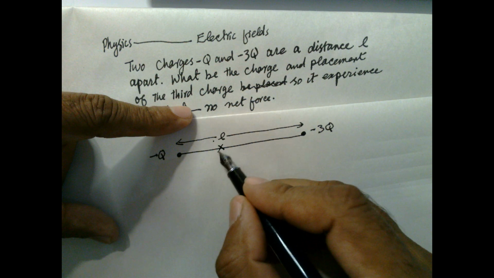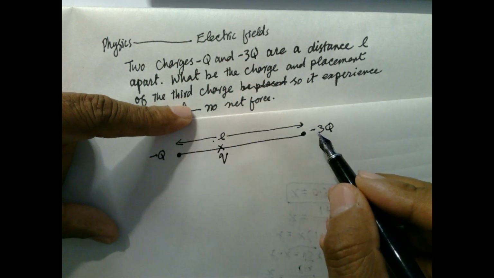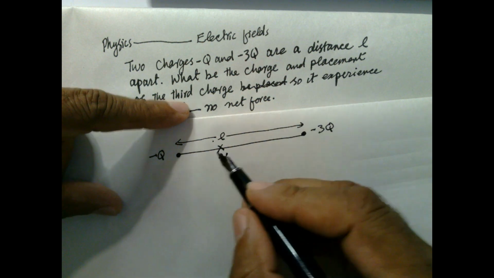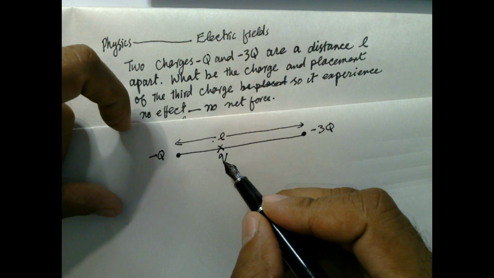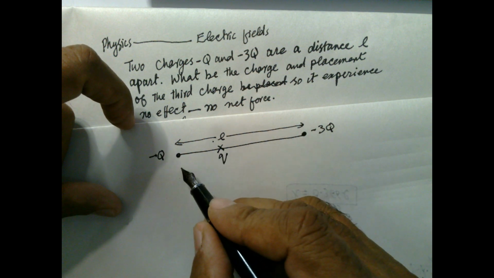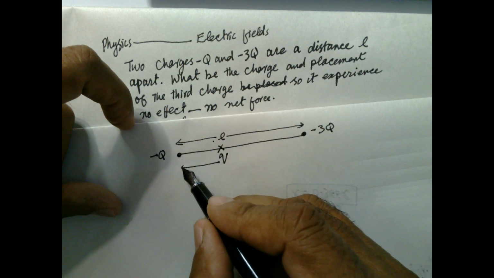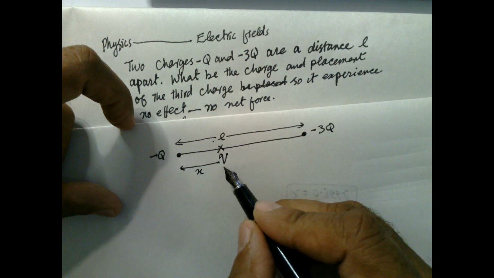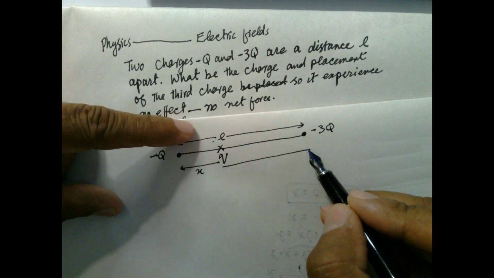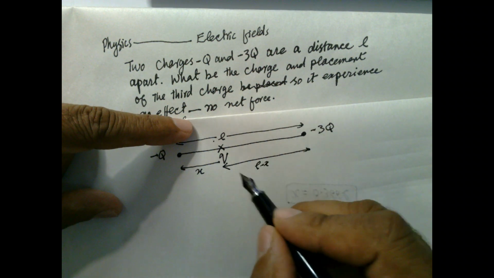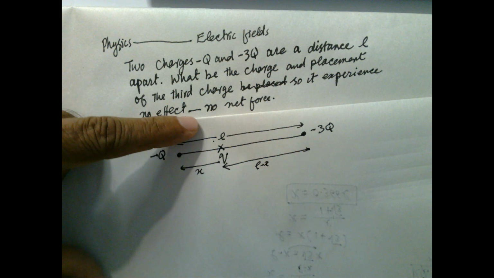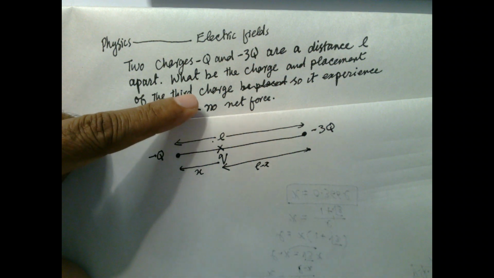Another charged particle, which is positive q naught, because these two have a repulsive force. So we have another particle with positive charge, x distance away from this end, and this distance is L minus x. So here there is no force.